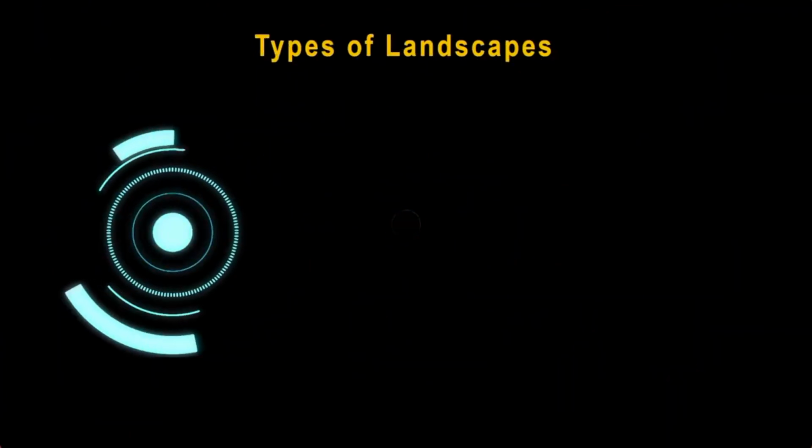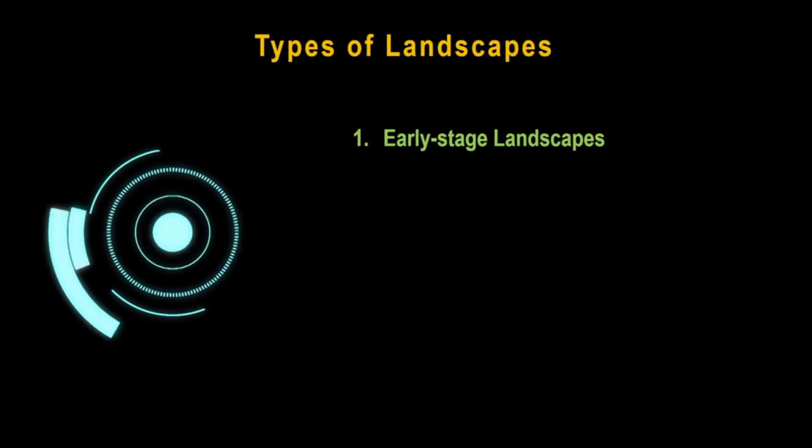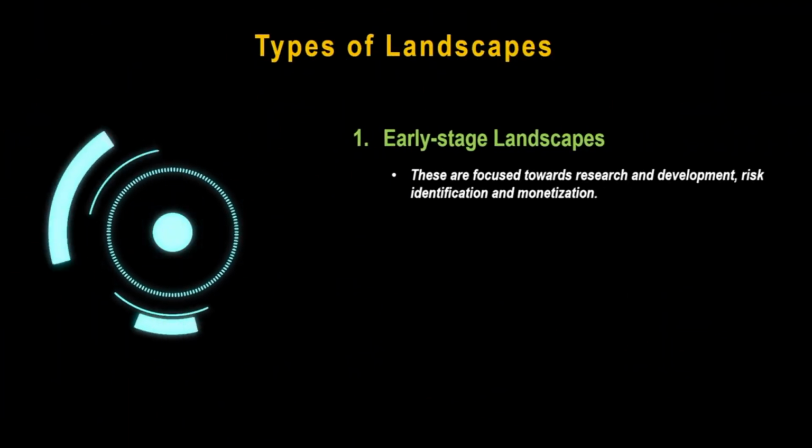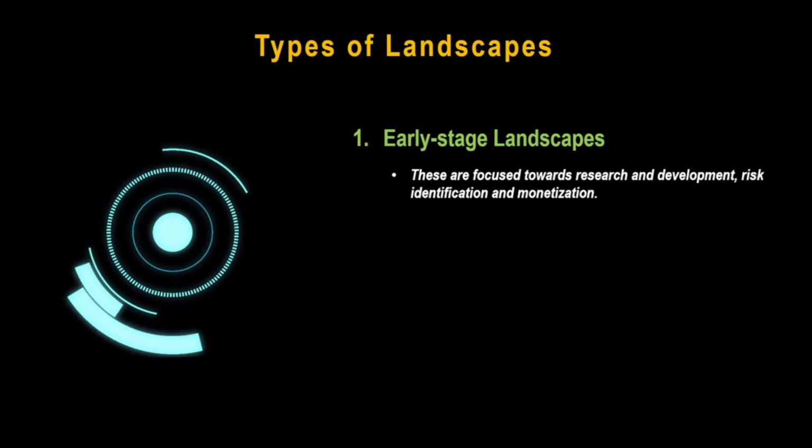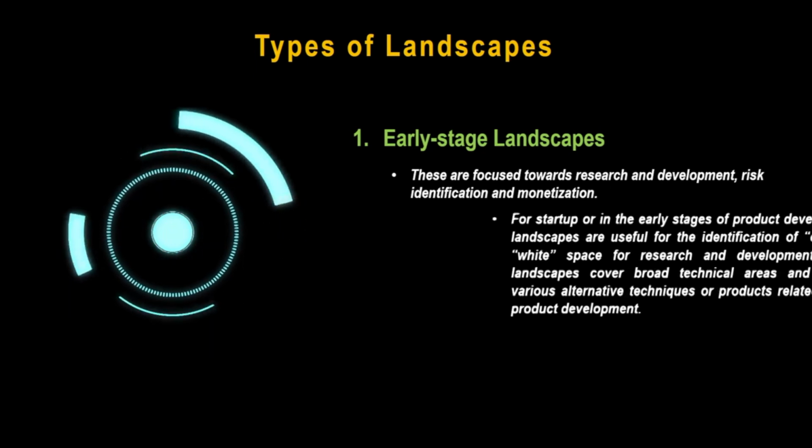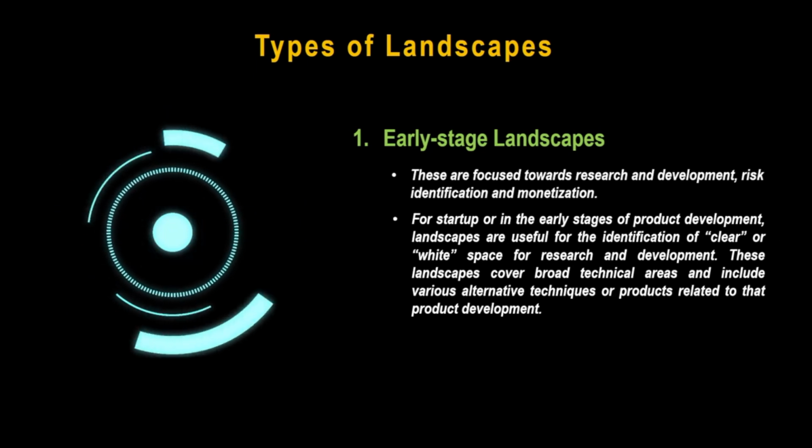Now, amongst the different types of landscapes, the first one is the early stage landscapes. These are basically focused towards research and development, risk identification and monetization. For startups or in the early stages of product development, landscapes are useful for the identification of clear or white space for research and development. That means what space is available for doing research and development, the knowledge about that. These landscapes cover broad technical areas and include various alternative techniques or products related to that product development.